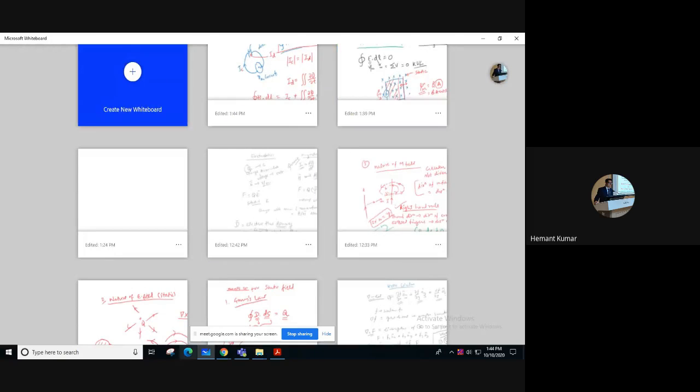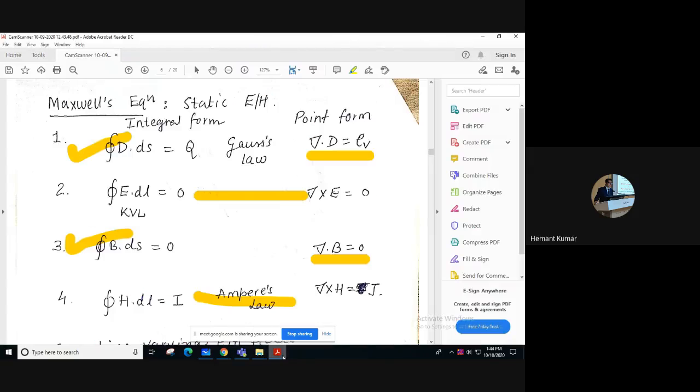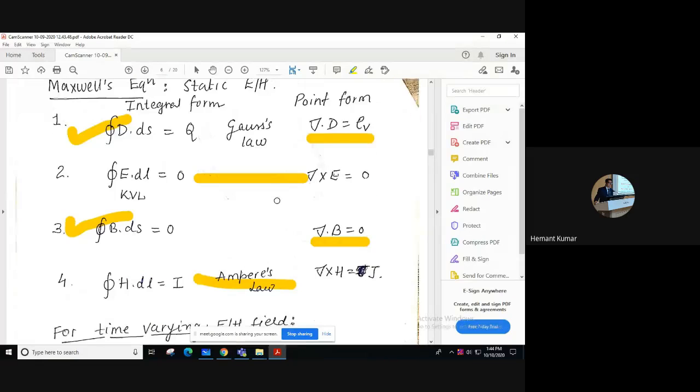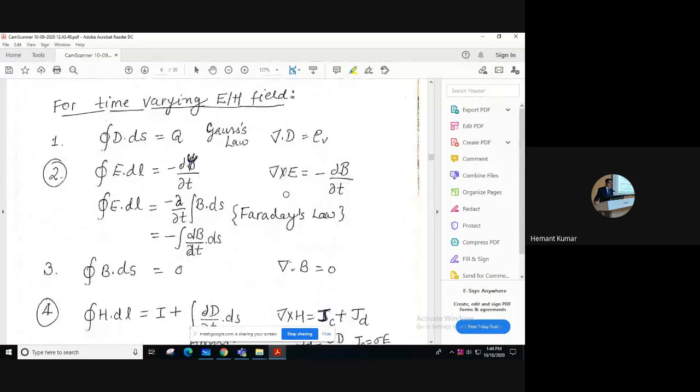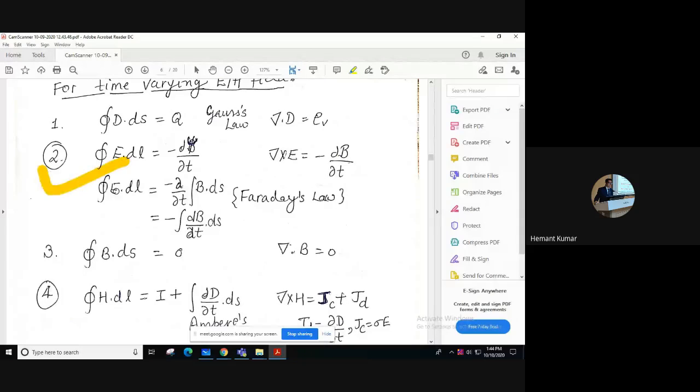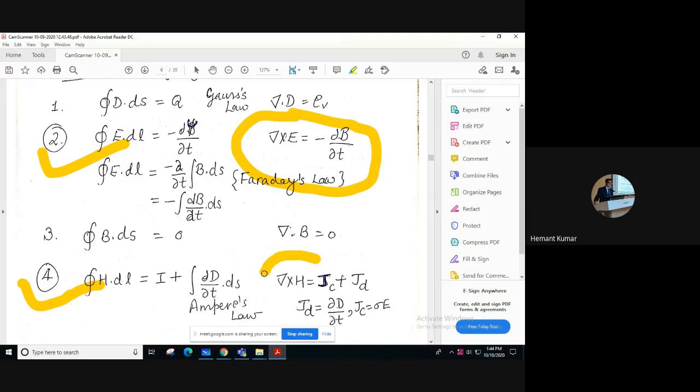So these are the four Maxwell equations for the time varying field. What is the change? The change is only in the second equation and in the fourth equation. One quantity will be added in the second equation, that is minus curl B by curl T, and in the fourth equation the displacement current density will be added. So these are the Maxwell equations for the time varying fields.